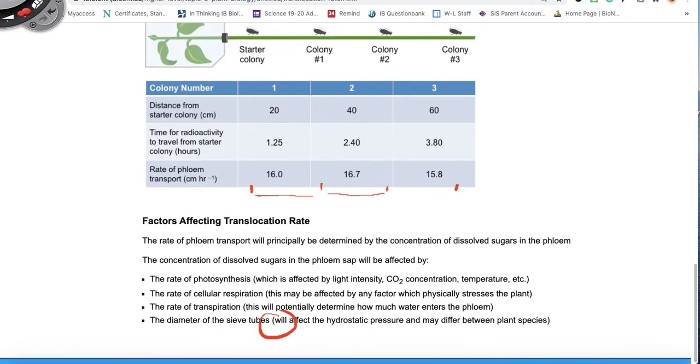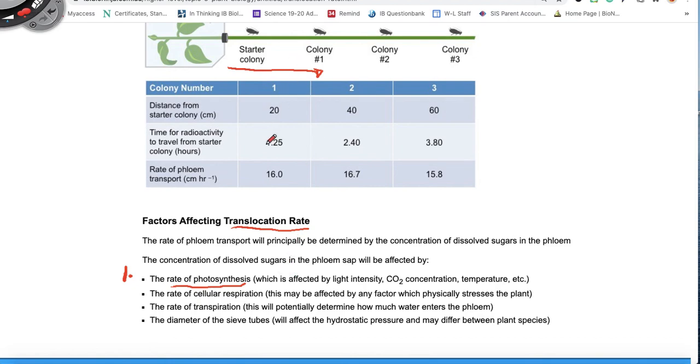And there are some factors that are going to affect the translocation rate, because remember how the sap is moving along here, that's the translocation rate. What are some of the factors that are going to affect how much phloem is produced and at what rate it moves along the plant? So the rate of photosynthesis is the first factor.